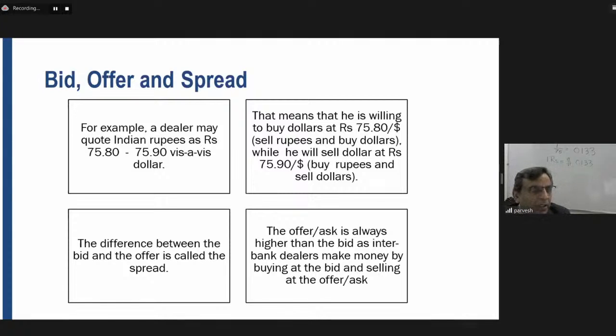Suppose, here, for example, $1 is equal to 75.80. So this is the buying price of the dealer or the bank. So he's buying at 75.80 from you, but he's selling at 75.90. Okay. So they make money because of this spread. Okay.